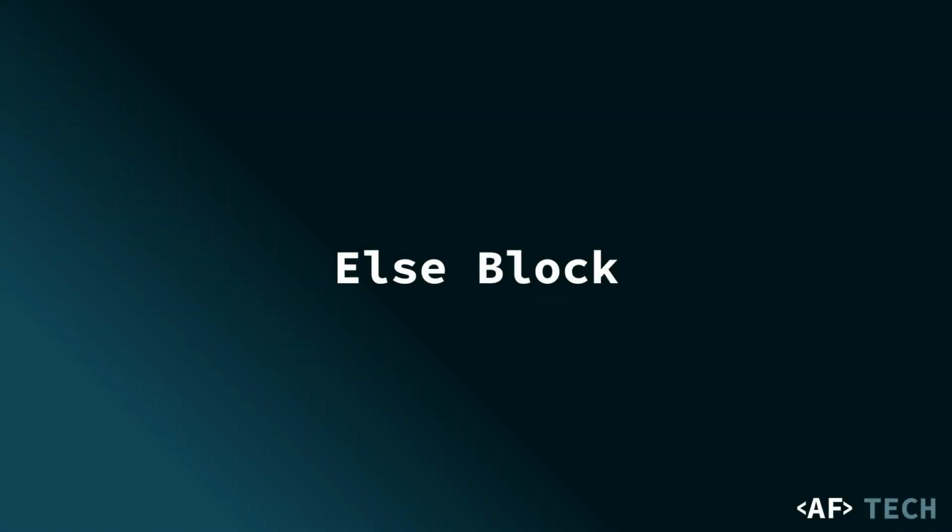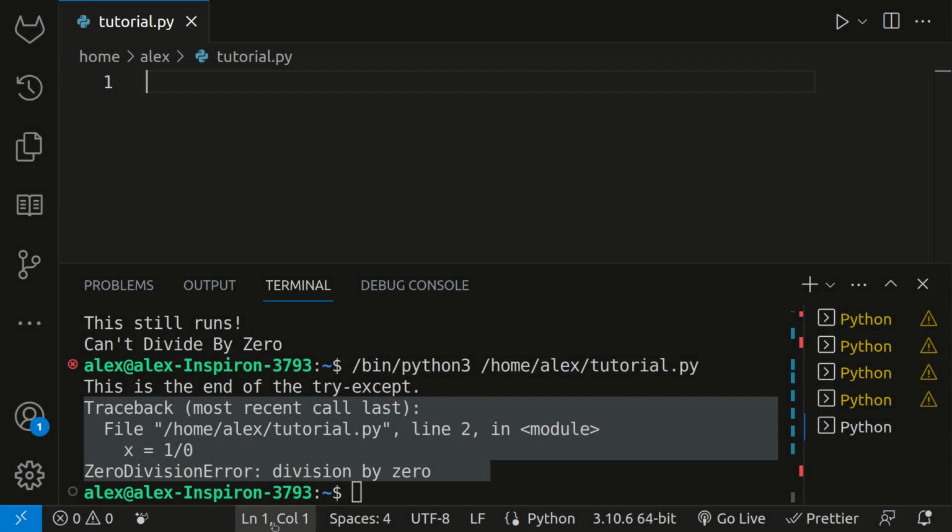There's one more block you can use in exception handling, the else block. An else block associated with the try except block is executed if and only if no exceptions are raised. Here's an example that includes an else block.